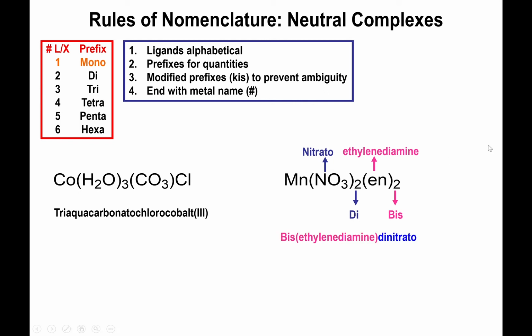All right, so we name this alphabetically. E comes before N, so the bis(ethylenediamine), and notice that I'm using parentheses around the entire ethylenediamine to make it very obvious that the bis applies to only that unit. Followed by dinitrato.